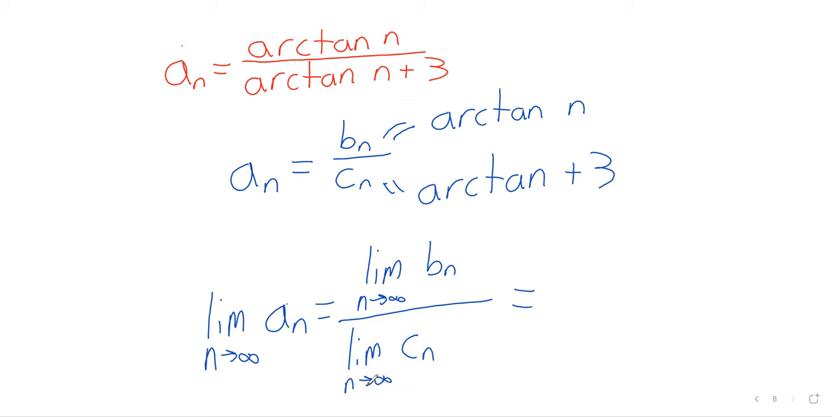So the limit as n goes to infinity of the arctangent is pi over 2. The limit as n goes to infinity of the arctangent plus 3 is pi over 2 plus 3. But I have to level with you. This kind of rule is almost never going to be useful in practice. And the reason is that all of these limit rules that we learned had a requirement, specifically the requirement that the individual limits all exist.